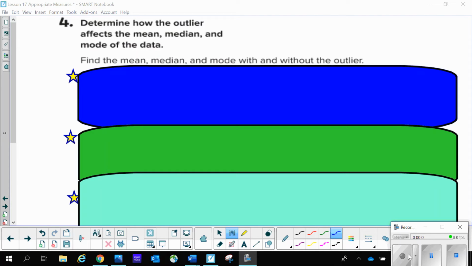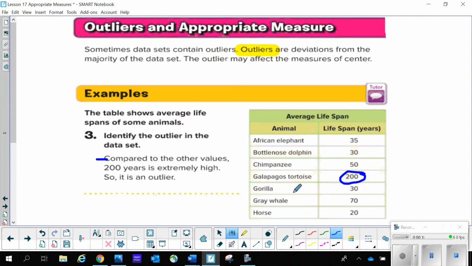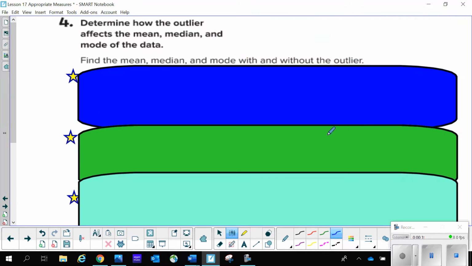What we're going to do now is we're going to look at how an outlier affects the data. So we're going to look back at this data here, and I'm going to show you what the mean, median, and mode would be with and without this outlier of 200, and see how it affects it. So let's take a look at the first part.